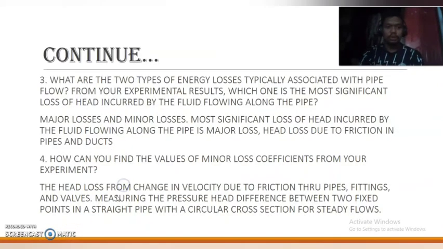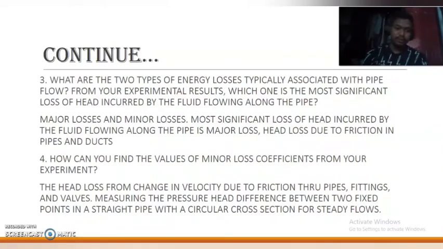That's question 2. So for the third question, what are the two types of losses typically associated with pipe flow? From your experimental result, which one is the most significant loss? So, there are two losses, which are major losses and minor losses. And the most significant loss that occurs in the flow is the major loss. Major loss is a head loss due to friction in the pipe.